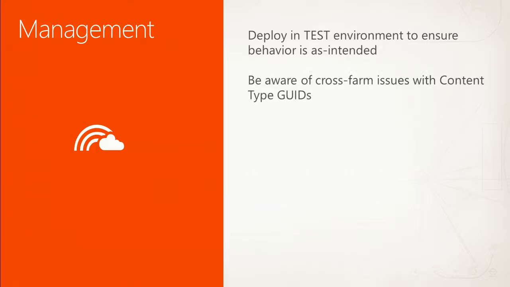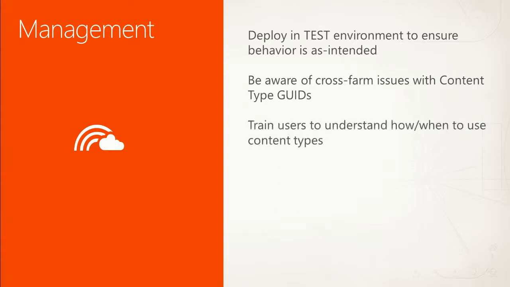You also want to be aware of cross-farm issues with content types. If you actually publish a content type in test, the content types you see as a user, like a column whose name is cost center, under the covers, that's actually a GUID. SharePoint doesn't care what the name of it is, it cares what the GUID is. And if you do things across farms, you've got to be really careful about this cross-farm GUID issue, which we'll talk about a little more.